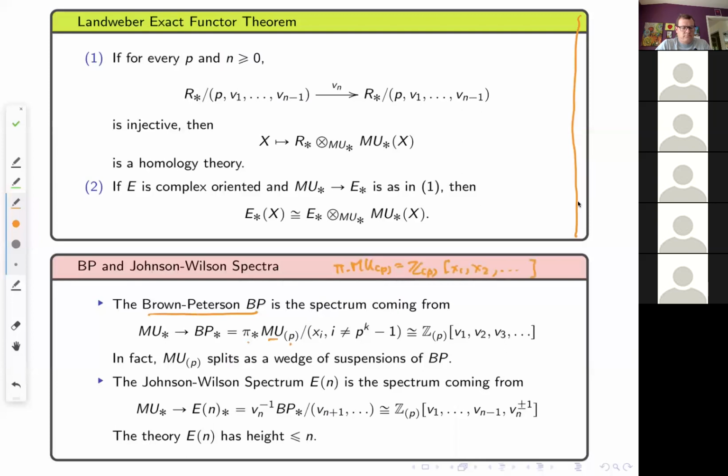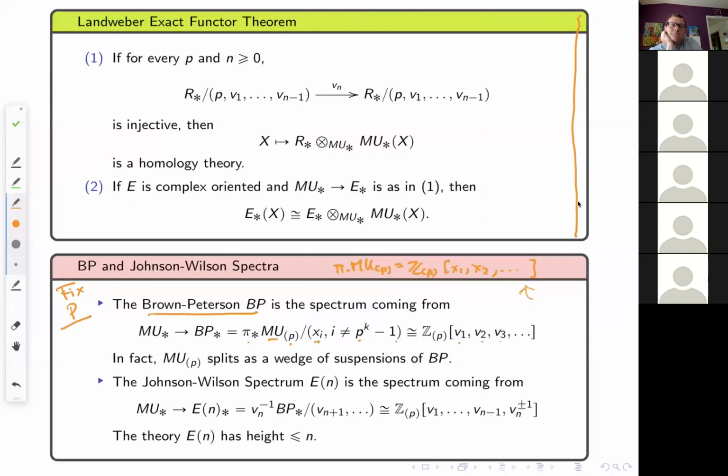Now, there's a clear map from that to that. And now I'm going to take this ring and kill all of the generators whose index is not p to the k minus 1. Remember, fix a prime p, and then you do that. It turns out this ring is isomorphic to Z_(P) adjoin the vi's, the coefficients of the p-series.